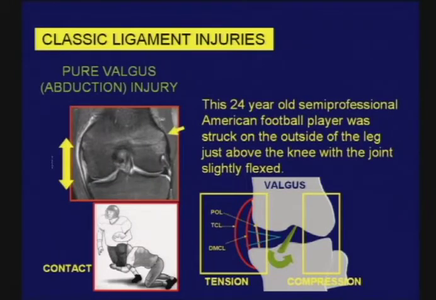So what we see here is the story of a 24-year-old semi-professional American football player. He was struck on the outside aspect of the leg, just above the knee, with the joint slightly flexed. So here is the external force above the level of the knee, lateral side, tensile force leading to injury of the ligaments on the medial side. This is the picture of a valgus injury.